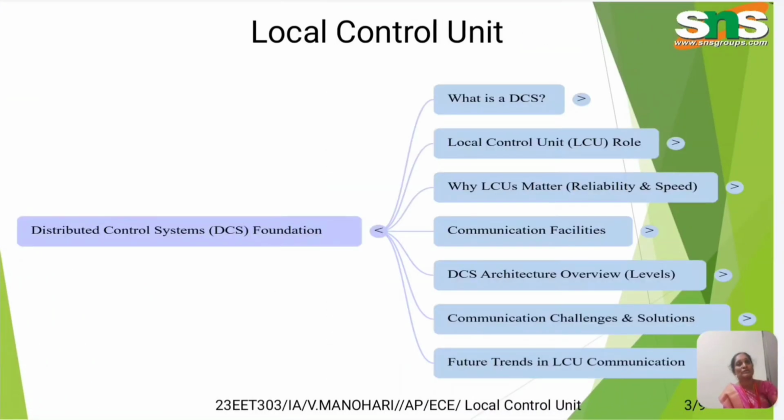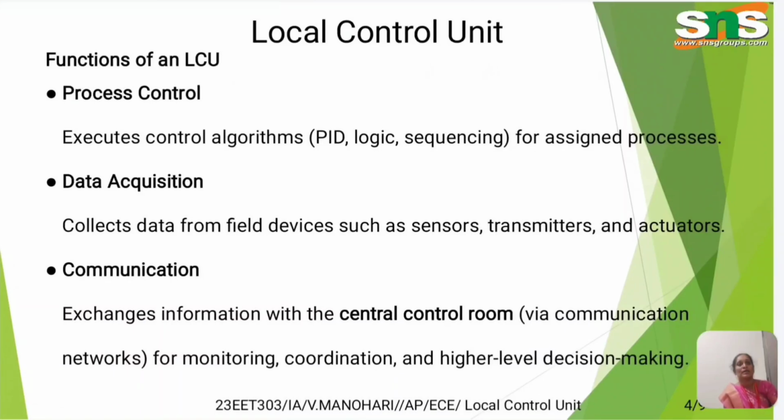What is the function? Next, move on to the function of the LCU. A local control unit is more than just a mini computer. Let us break down the main functions. First one is process control. It executes algorithms like logic and sequencing. For example, take a power plant. It might continuously adjust the steam flow to maintain a stable turbine.